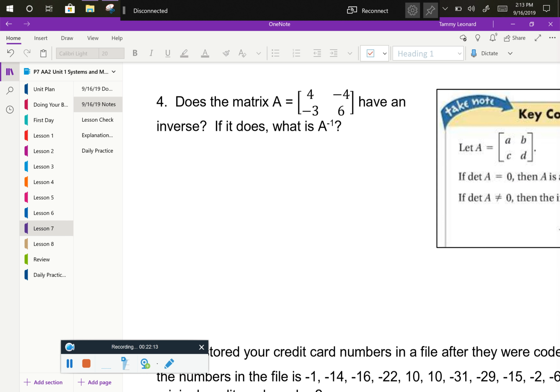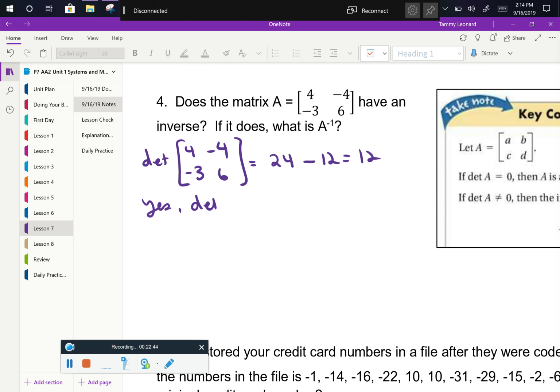So if I'm over here, the very first thing I have to do is figure out if it has an inverse. So first I'm going to find the determinant of the matrix, and since it's a 2 by 2, I'm going to go ahead and do that by hand. So I write down determinant of the matrix is equal to the first diagonal product, which is 24, minus the second diagonal product, which is 12. And so what's our determinant? 12. So does it have an inverse? Yes. So we're going to say yes, the determinant of this matrix is 12, which is not 0. So it does have an inverse.